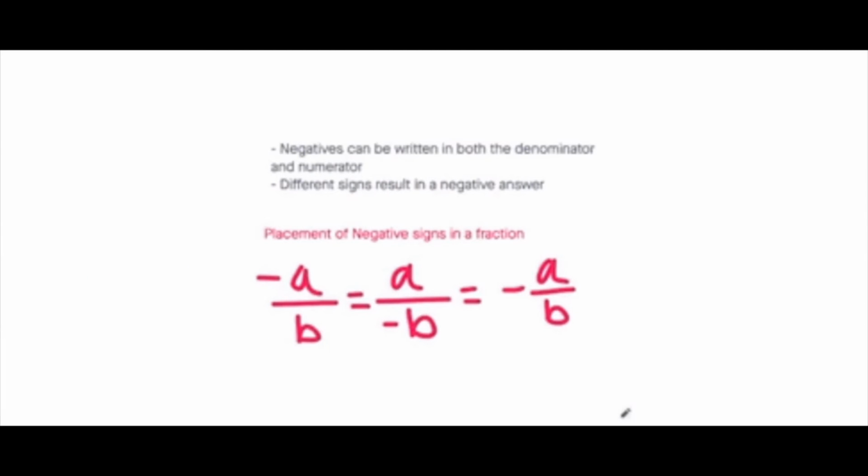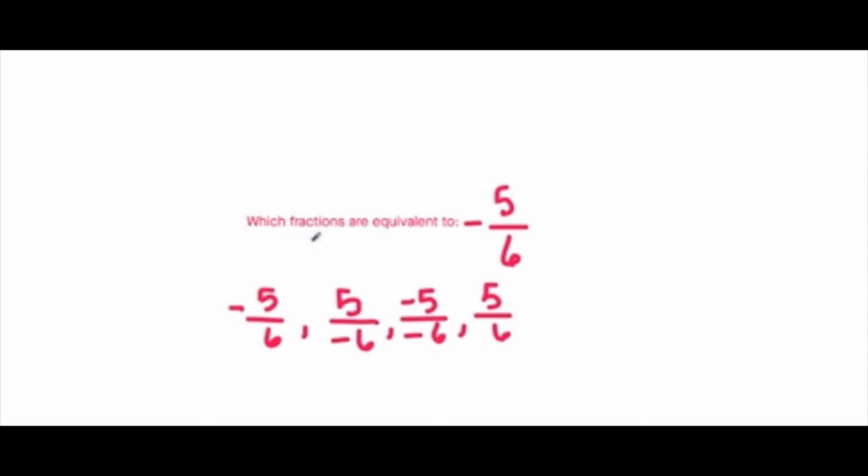Negatives can be written in both the denominator and numerator, and different signs result in a negative answer. So here the placement of negative signs in a fraction would be -a over b equals a over -b equals negative whole a over b. Here is an example. It asks which fractions are equivalent to -5/6. So as we saw before, a negative in either the numerator or denominator would result in the entire fraction being negative. So here the numerator and denominator have a negative, so these two are the right answers. But here there's two negatives and here there's no negatives, so these two answers would not work.